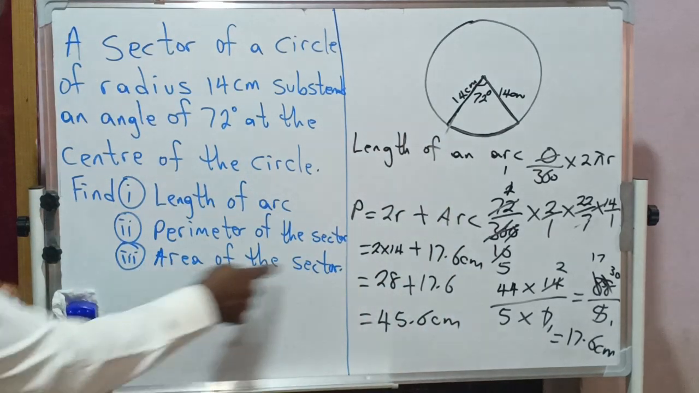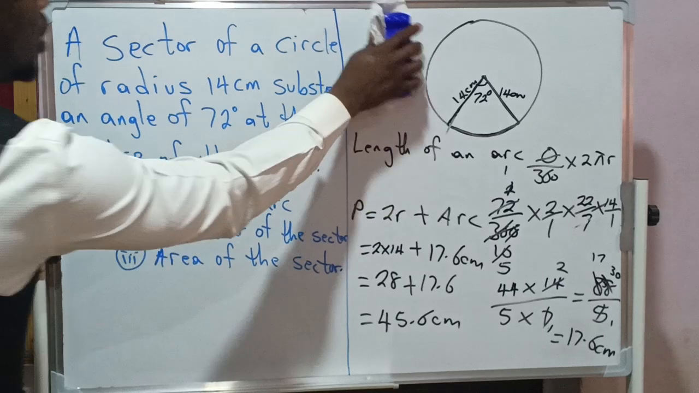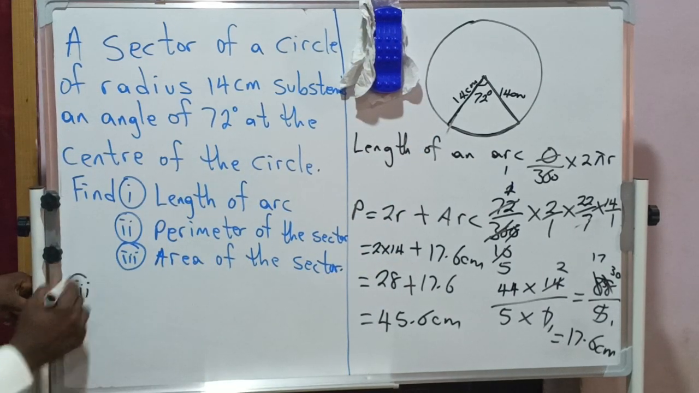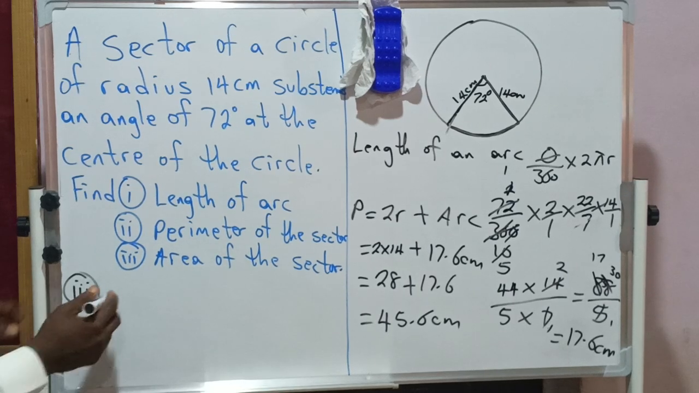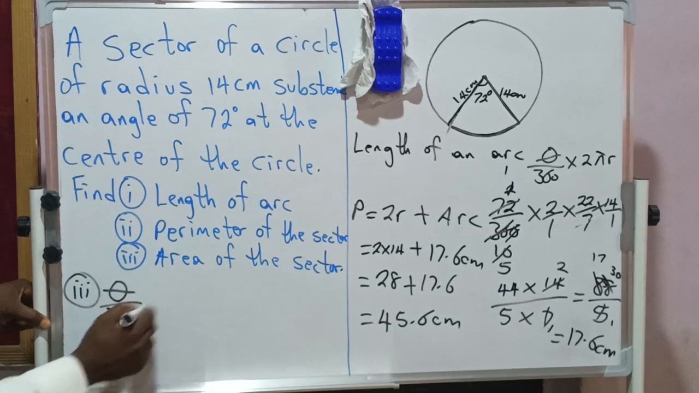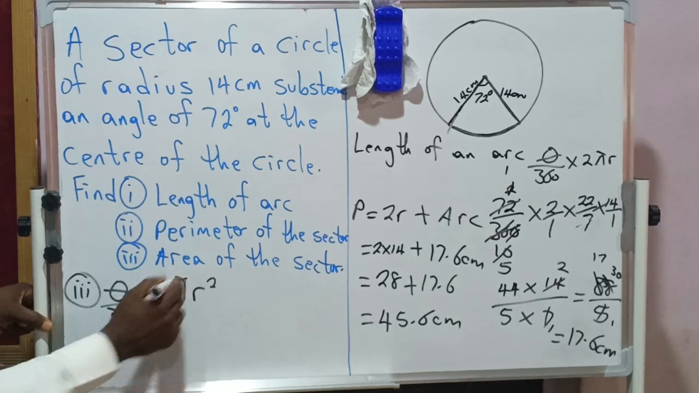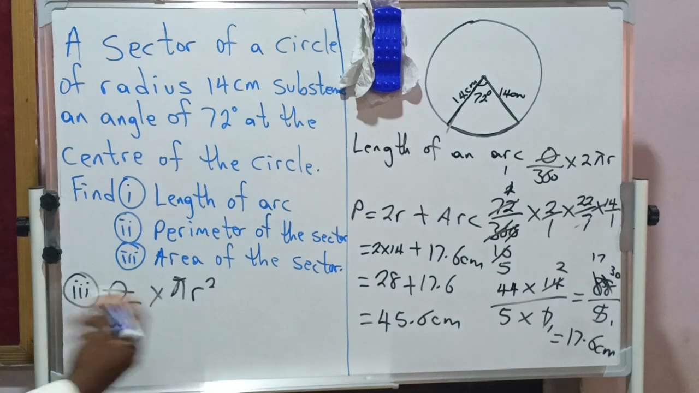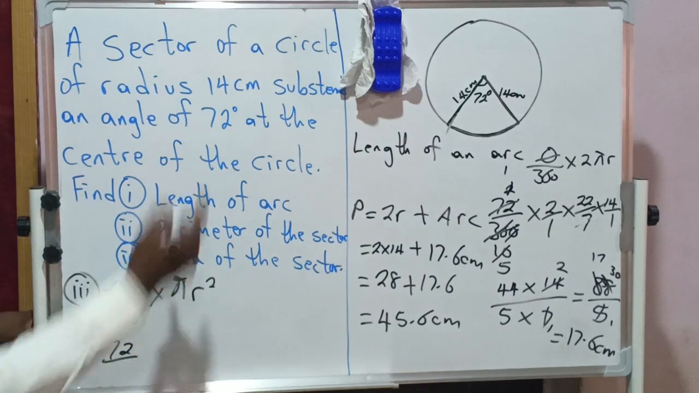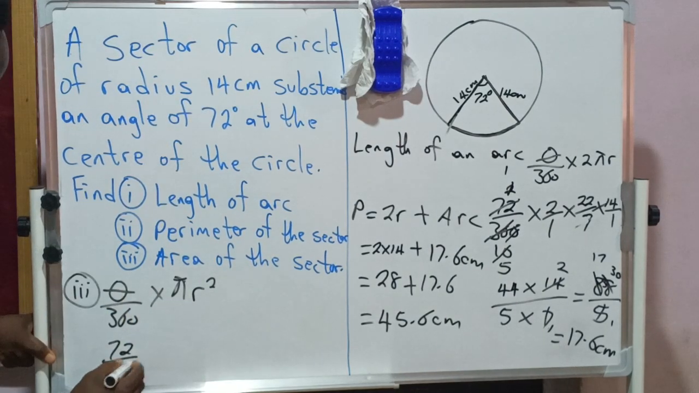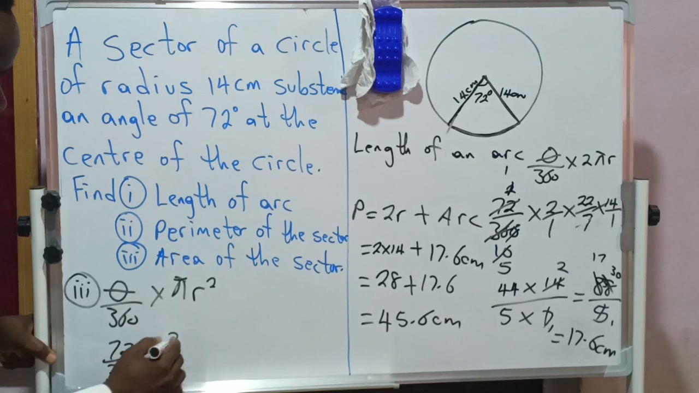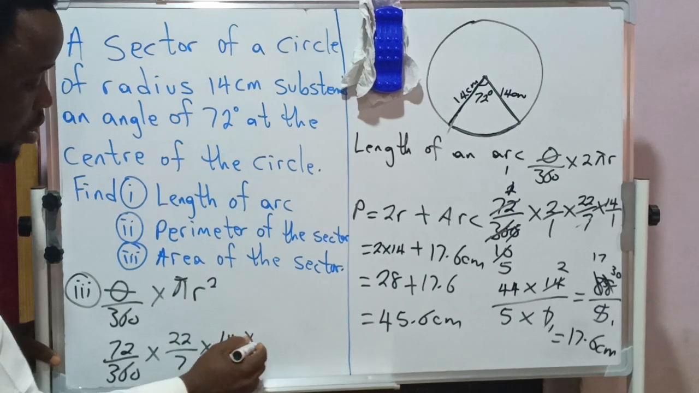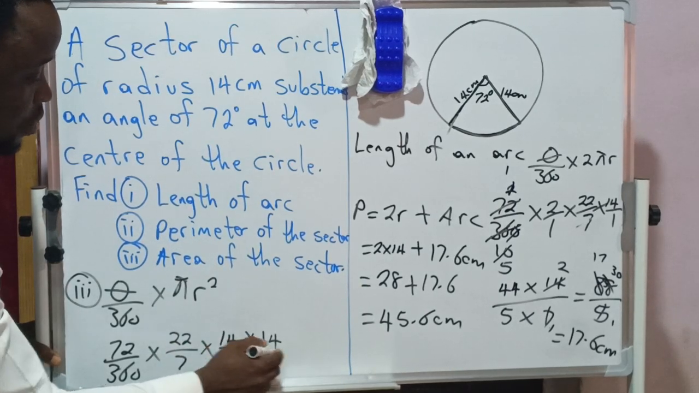And now the last one is the area of the sector. What is the formula? That one is theta over 360 times pi r squared. Talking about the area now, the same thing. 72 is the angle over 360 times pi, 22 over 7, times the radius 14 squared. So 14 times 14.